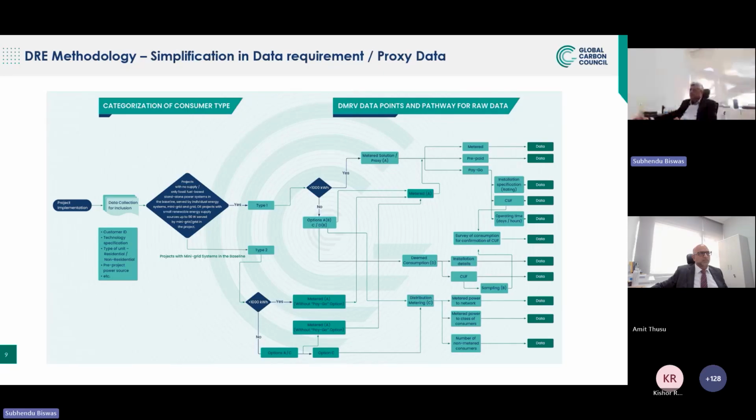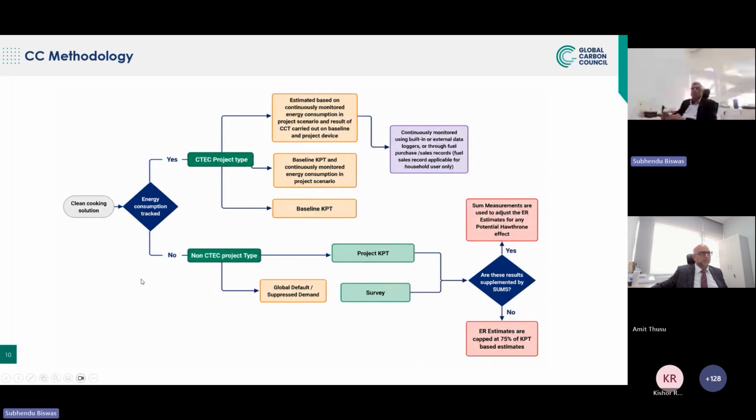When it comes to the cook stove, obviously we have two different pathways. One is a pathway where all the consumption data is tracked, which we call the CTEC project type, and one where all consumption data is not tracked, the non-CTEC type of projects. When it comes to CTEC type, the baseline has three pathways, whereas on the non-CTEC type there is only one. And there are project KPTs and surveys and mechanisms. So please go through the methodology. We don't have time to deliberate on everything.